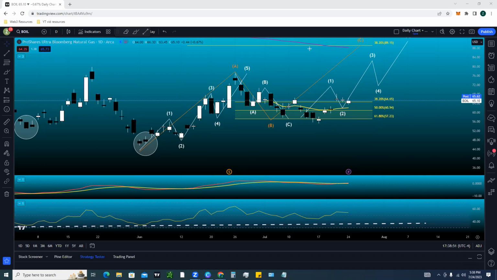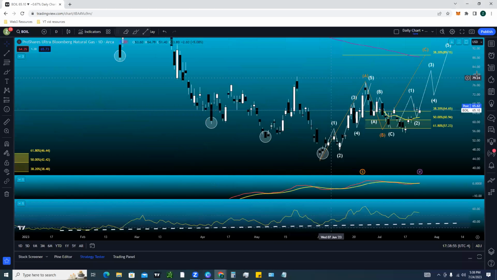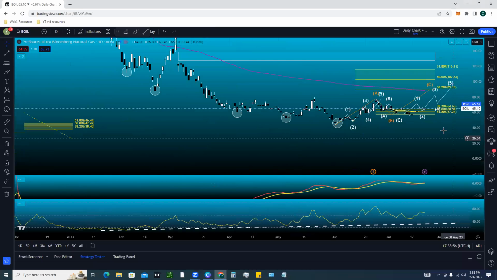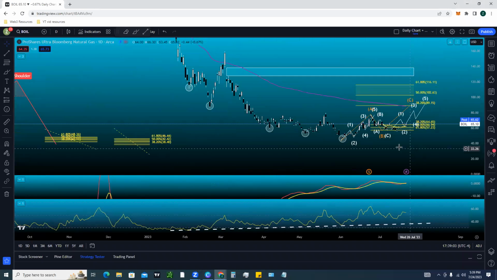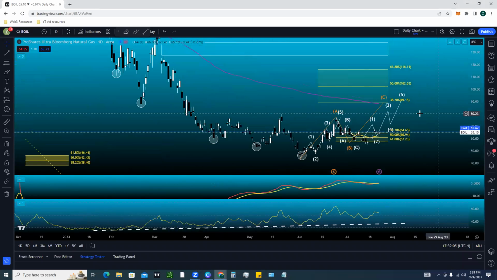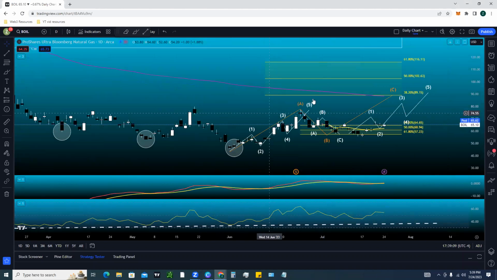Now, overall, the structure that I'm looking at is a correction to the upside, in fact, because if you take a look at the BOIL chart, it's been a massive, massive puke fest. I mean, the entire year of 2023 has been very negative for BOIL. And so we really haven't gotten any strong type of bounce or correction to the upside.